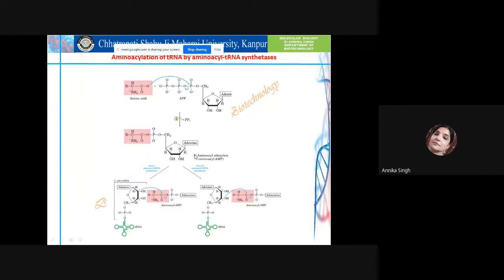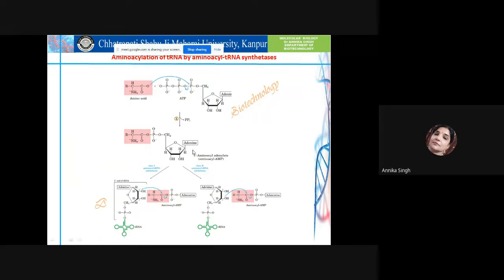So formation of 5 prime amino acyl adenylate takes place. This is the first step of amino acylation of transfer RNA by amino acyl transfer RNA synthetase. Is it clear? समझ में आ रहा है? Yes, ma'am.